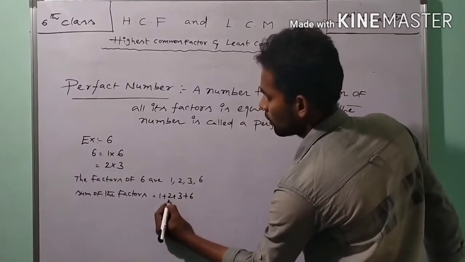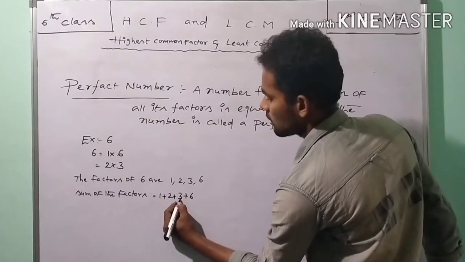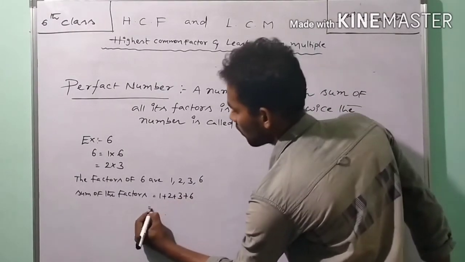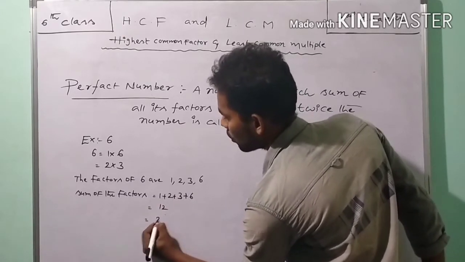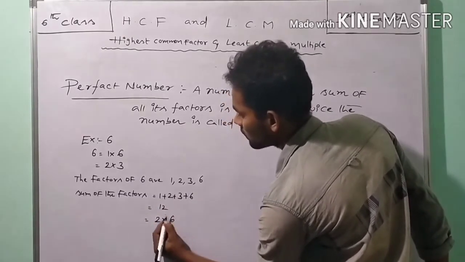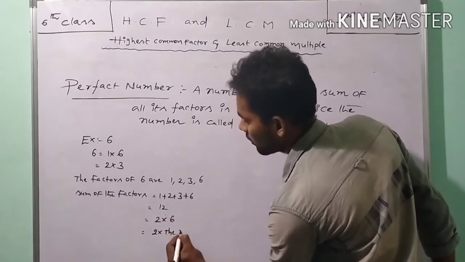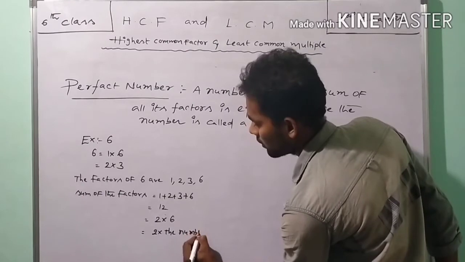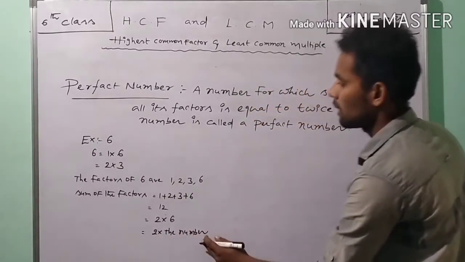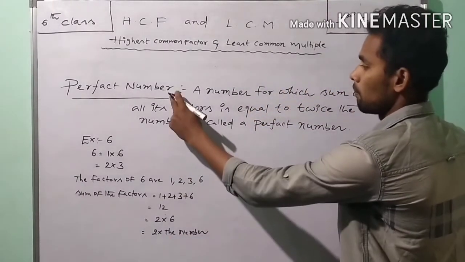1 plus 2 is 3, 3 plus 3 is 6, 6 plus 6 is 12. Equal to 12, equal to 2 into 6, 2 times 6 is 12. 2 into the number. Twice the number is called a perfect number.